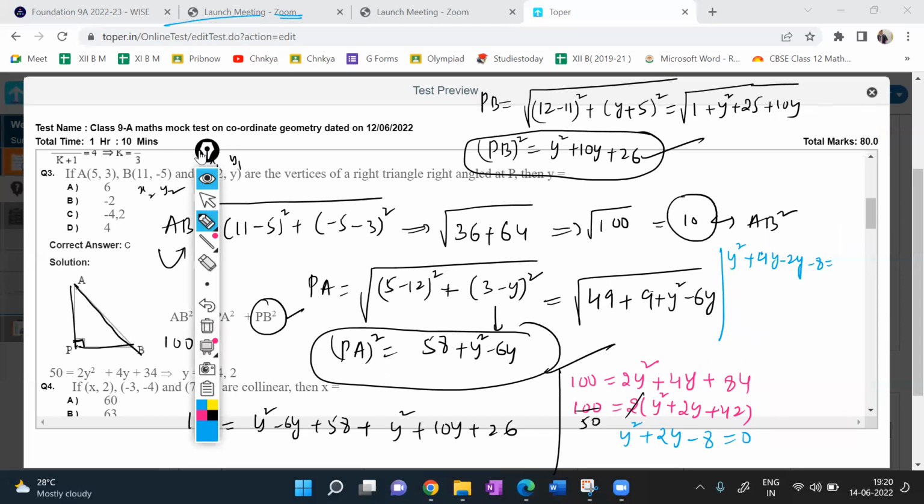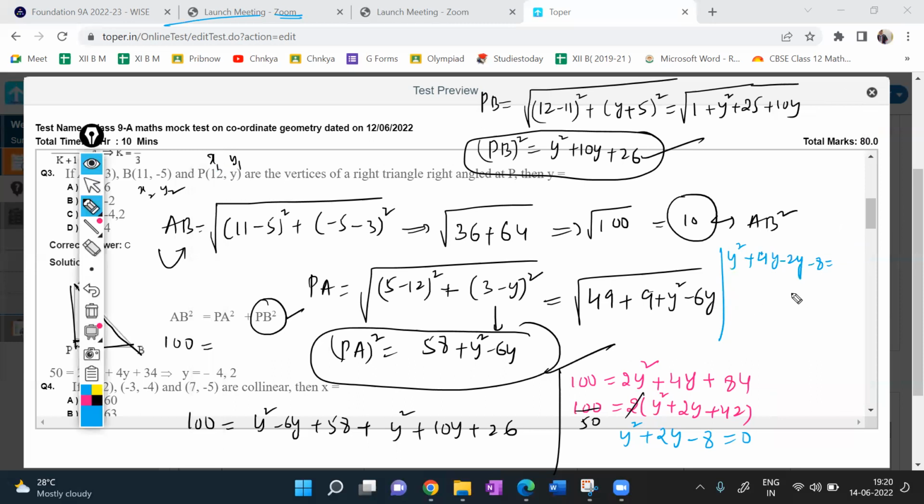Let me just pull this side. Okay, sir, y plus 2 in both brackets, we'll get y plus 4 minus 2 common. y plus 4 is equal to 0. So y is equal to minus 4 or y is equal to 2. This is the answer: minus 4 comma 2.